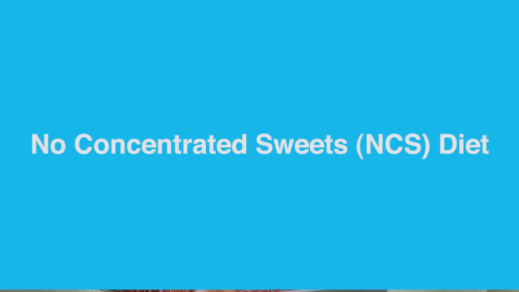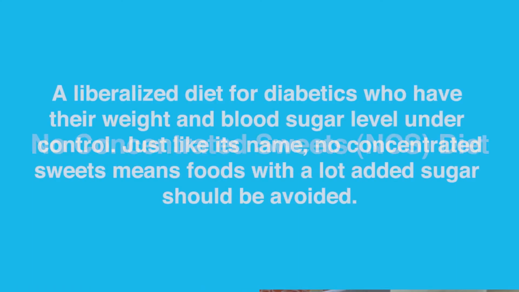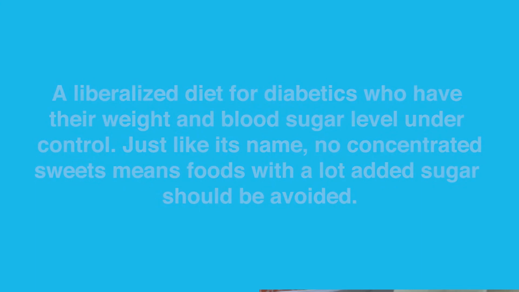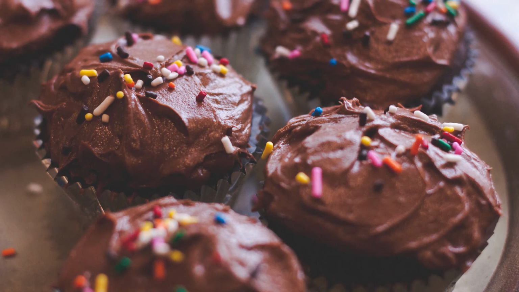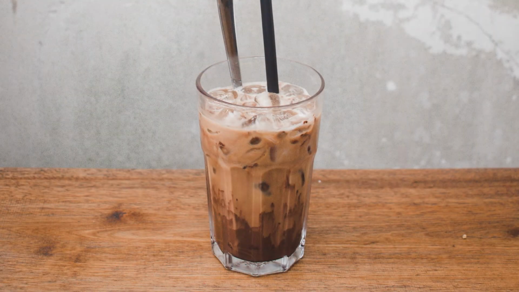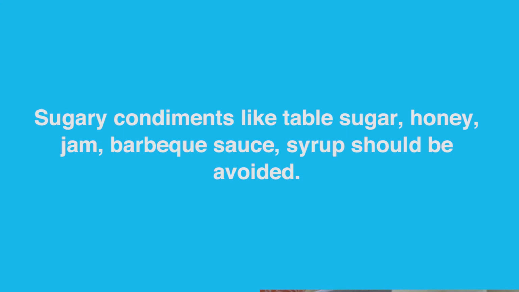No concentrated sweets diet. A no concentrated sweet diet order is a liberalized diet for diabetics who have their weight and blood sugar level under control. Just like its name, no concentrated sweets means food with a lot of sugar should be avoided. Some examples include cookies, cakes, sweet beverages, pudding, ice cream, and even chocolate milk. Sugary condiments like sugar, honey, jam, barbecue sauce, syrup should be avoided as well.